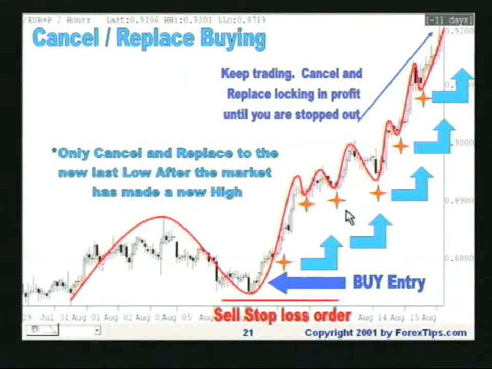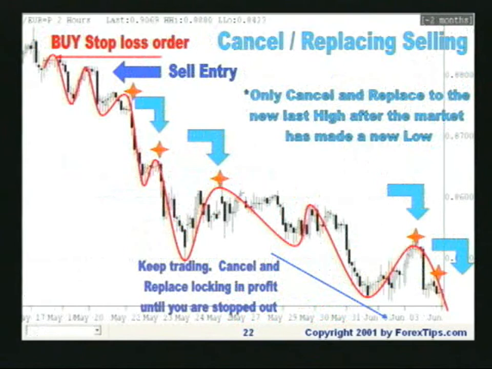Cancel, replace. Please go to Lesson 16, which focuses on canceling and replacing, as well as Lesson 3, Equity Management. But to properly cancel and replace, remember, do not cancel and replace if you are chasing the market until the market has established a new high. Canceling and replacing is a very profitable way to chase the market and lock in profit along the way.